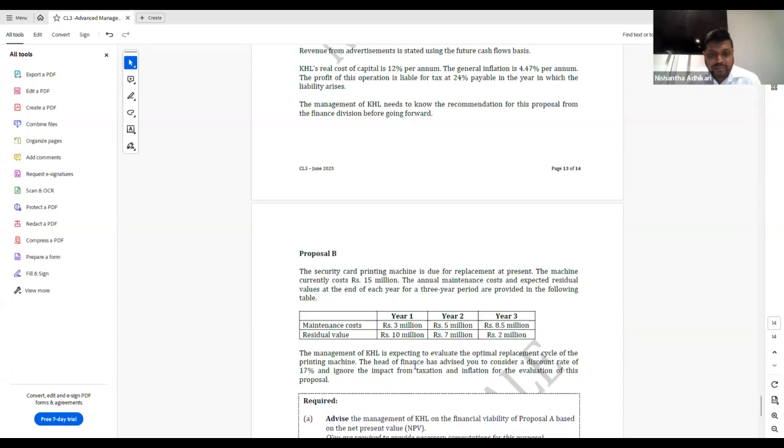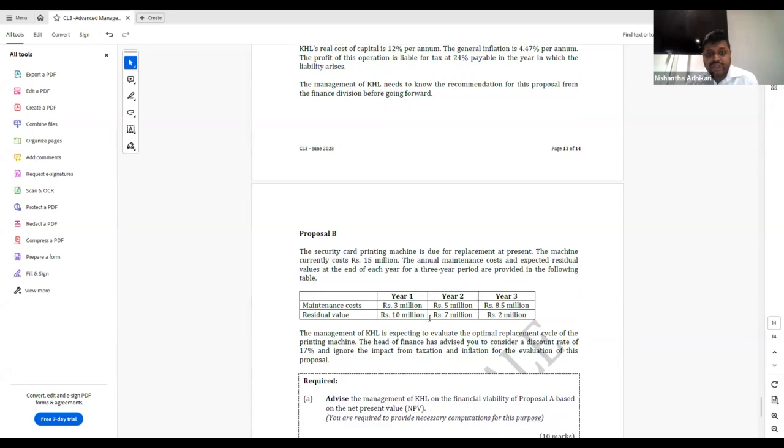Proposal B. The security card printing machine is due for replacement at present. The machine currently costs ₹1.5 million. The annual maintenance cost and expected residual value at the end of each year are provided in the following table. Maintenance cost 3, 5, and 8.5. Residual value is also given.